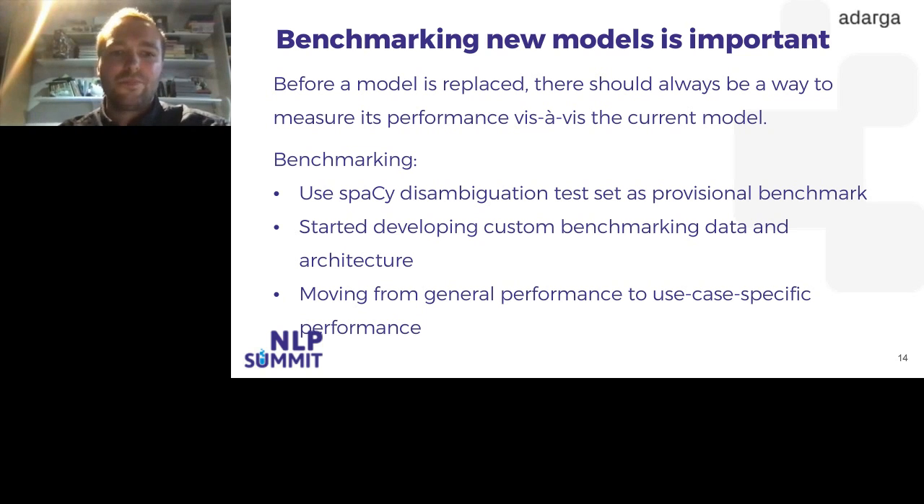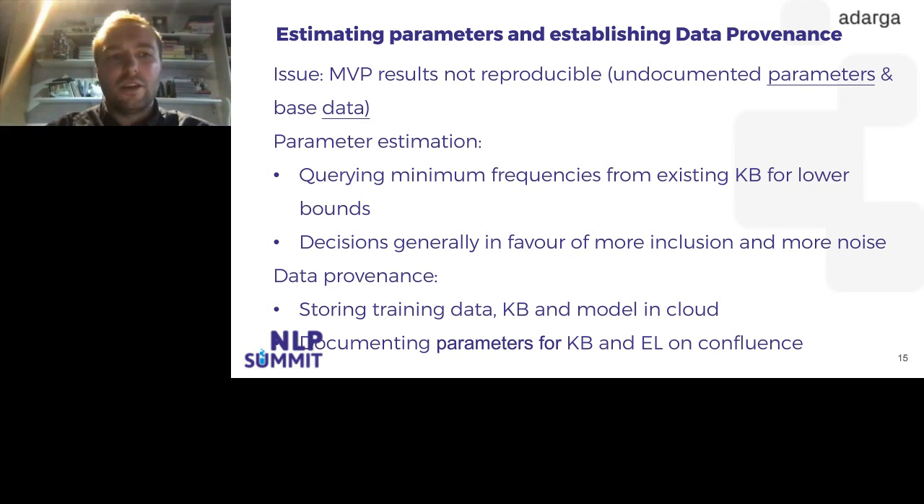The first part of creating the new knowledge base was estimating parameters, and I also included data provenance here. And like I said earlier, the MVP results were hard to reproduce because we did not have the parameters documented, but we had to use some heuristics to do so. For the A&E links, so entity alias links, and the minimum number of entity frequencies, you could elicit lower bounds from the previous knowledge base if you queried the information. So this wasn't perfect, but you could get a good estimate.